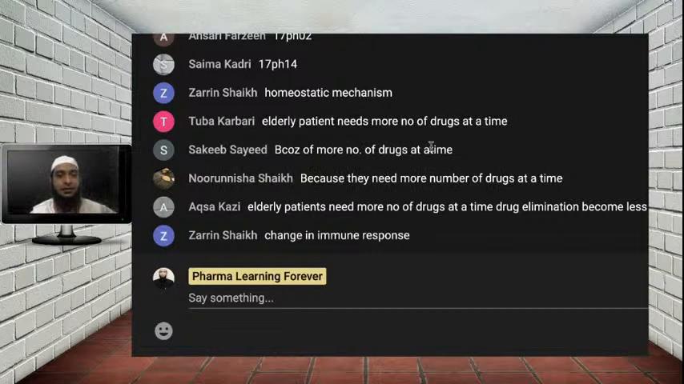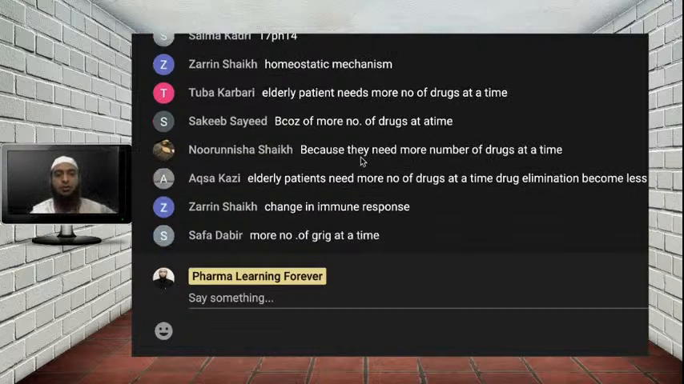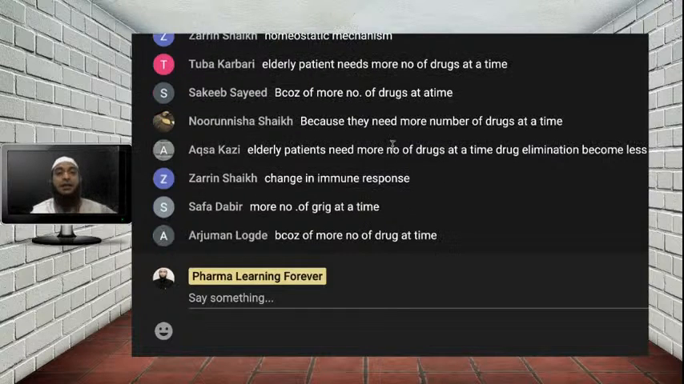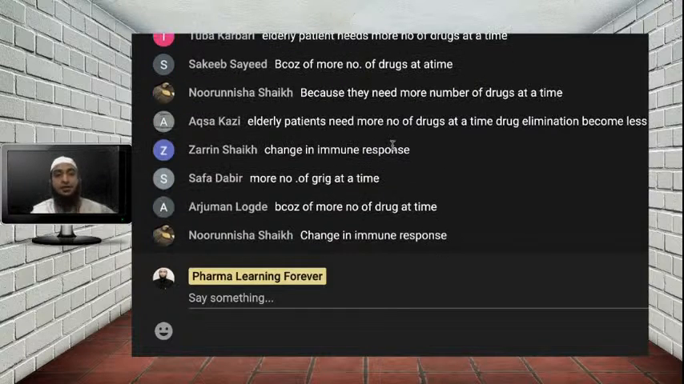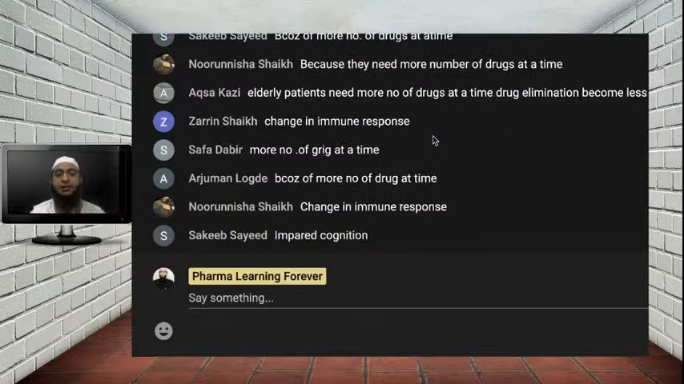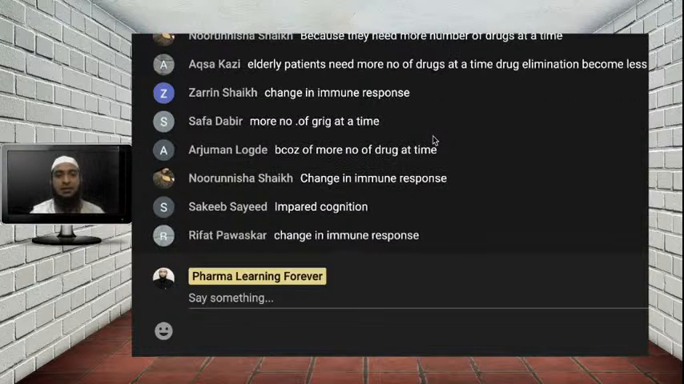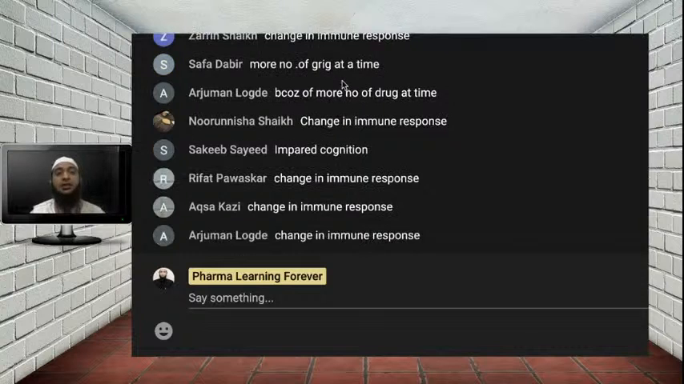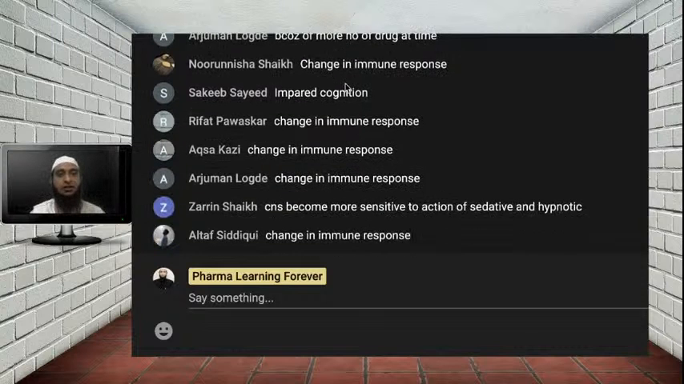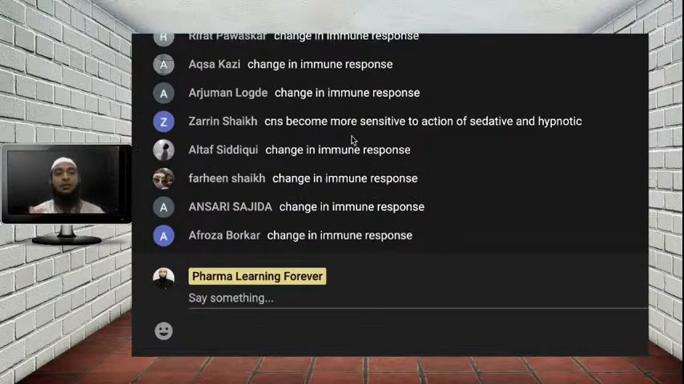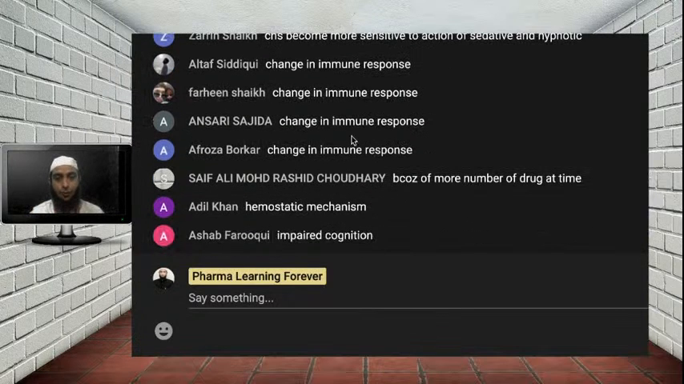Very nice. Saqib mentioned that because more number of drugs are needed at a time, that may also lead to an increase in incidence of ADR. Okay, so the same answer was quoted by Nurun Nisa also. Then Aksa mentioned that elderly patients need more number of drugs, so same answer. Yes, Zareen has mentioned there is a change in immune response which increases the possibility of allergy. Okay, very nice.